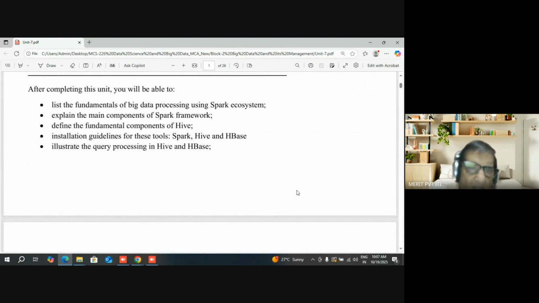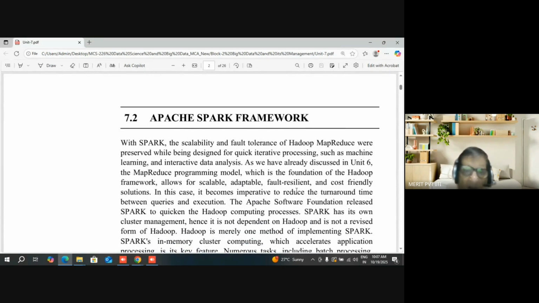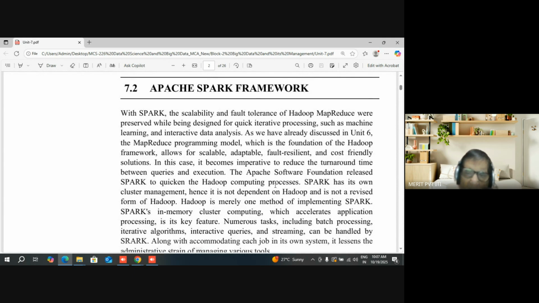So these are the objectives. You can see that, up to the Spark framework. With Spark, the scalability and fault tolerance of Hadoop MapReduce were preserved while being designed for quick iterative processing, such as machine learning and interactive data analysis. As we have already discussed in Unit 6, MapReduce programming and all that. Therefore, the Apache Software Foundation released Spark to quicken the Hadoop computing process.